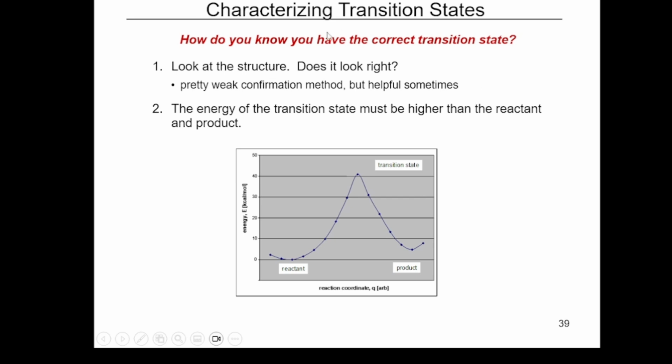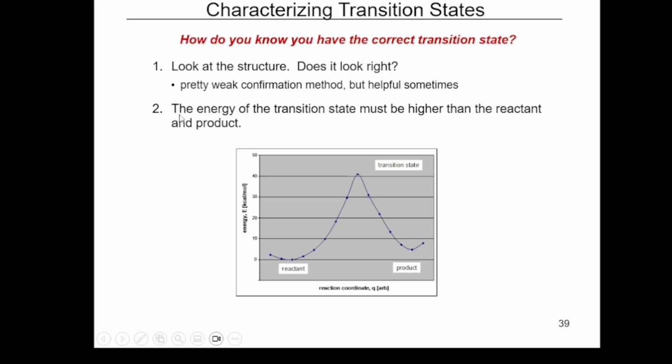The first one is to look at the structure. Does it look right? That is not an absolute method, but it is going to give you a somewhat good idea of the structure that you are aiming for and the structure that you have got. If you got the structure that you are expecting, that can give you an idea that probably you got the right transition state. It's a pretty weak confirmation method, but it helps sometimes. That's the first way. If it looks fine to what you are anticipating, it means you probably got the right transition state.